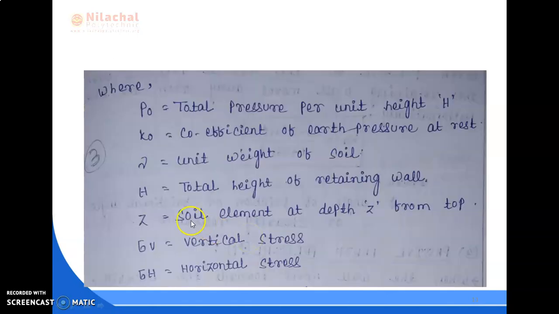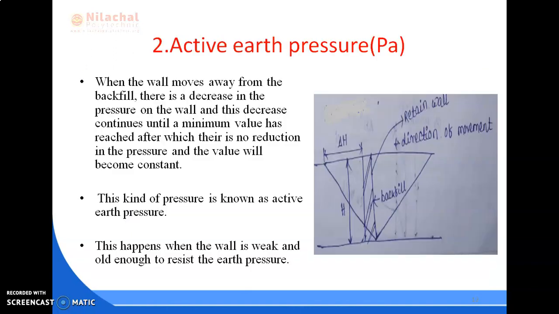Where P naught equal to total pressure per unit length, K naught equal to coefficient of earth pressure at rest, gamma equal to unit weight of soil, H equal to total height of retaining wall, then Z equal to soil element at depth Z from top, then sigma V equal to vertical stress, sigma H equal to horizontal stress. Then next is the active earth pressure or PA.